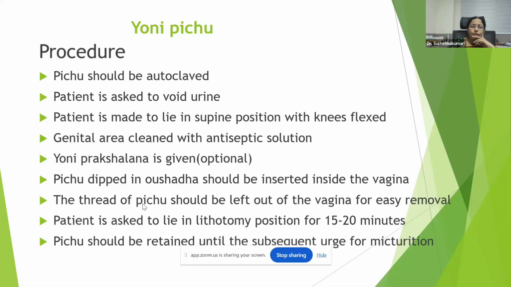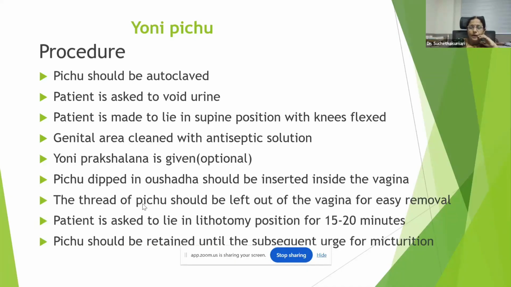And the thread of the pichu should be left out of the vagina for easy removal. Here we have to take care that the portion of the thread which is kept outside the vagina should not be very long. Sometimes it is just enough that you keep the thread at the orifice.